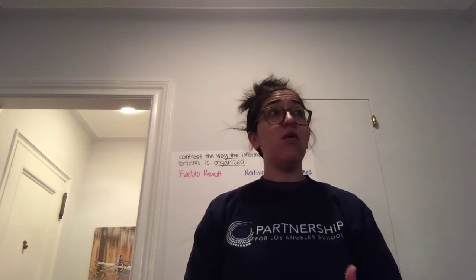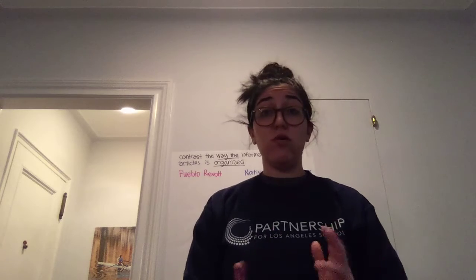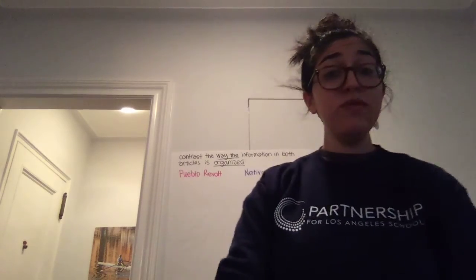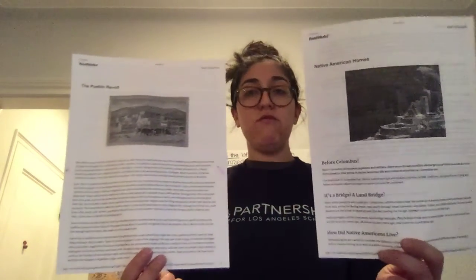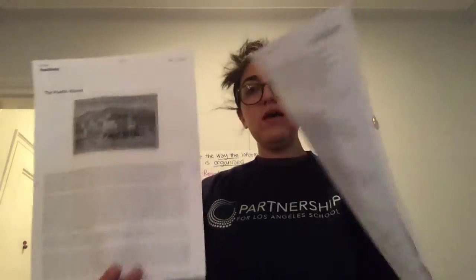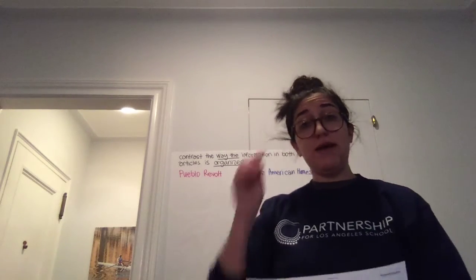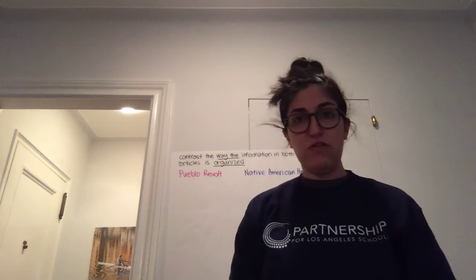So for example, if I watched a movie about TikTok and I read a book about TikTok, the information might be similar or different, but the way it's being presented is different. One is a movie, one is an article, something I'm reading, right? In this case, both are something I'm reading, but I'm still looking at how the information is organized. Right off the bat, I can see that Native American Homes is divided into sections. And I'm assuming that by now you have read these articles. If you have not, please pause this video, read your articles, and then come back.